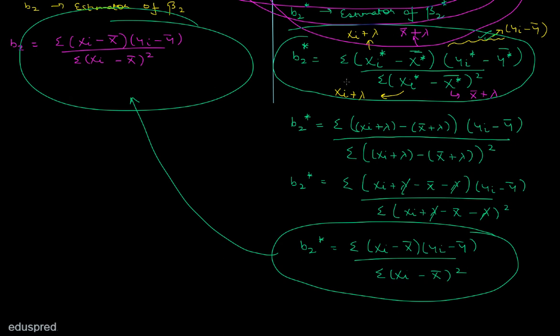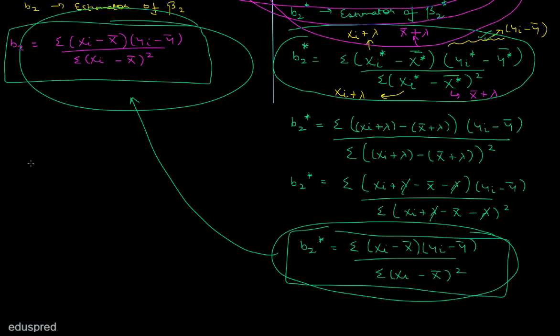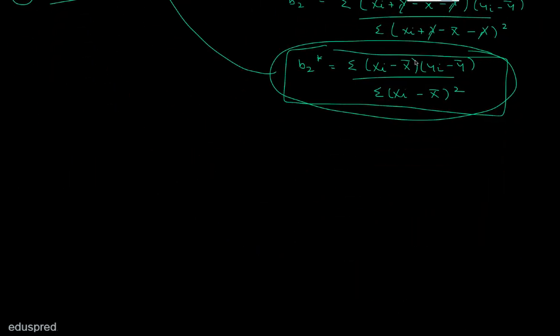So in the new regression model, even after adding the constant lambda to each x value, nothing changes about b2. Whatever b2 you would have got in the original regression model, you're getting the same thing over here. So these two are equal. This is the first thing that we have got, that b2 star is equal to b2. Now the last thing we are left with is to figure out the relationship between b1 star and b1. So again, let me create some space over here.